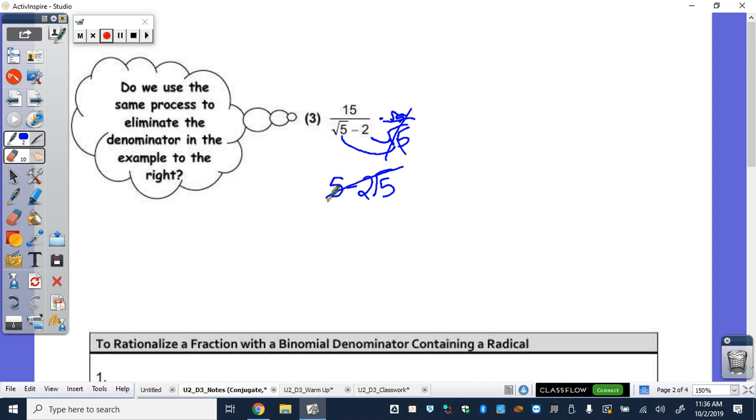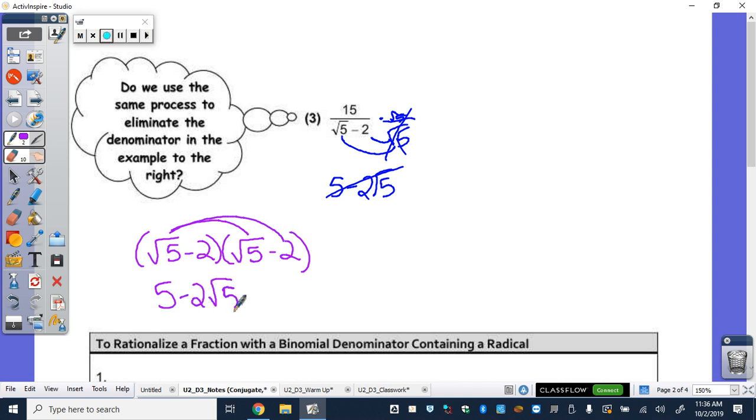Does anybody have any ideas? Any guesses? Lizzie? Multiply it by itself. Okay. Well, let's see what would happen if we did that. Radical 5 minus 2 times itself. So radical 5 times radical 5 gives me 5, minus 2 radical 5, minus 2 radical 5, plus 4. So we still would have a radical. So that's not going to work.